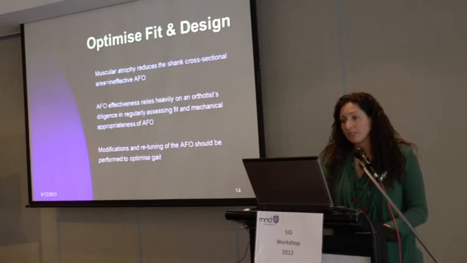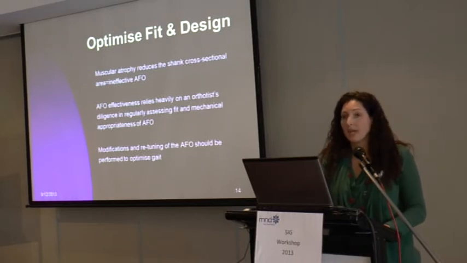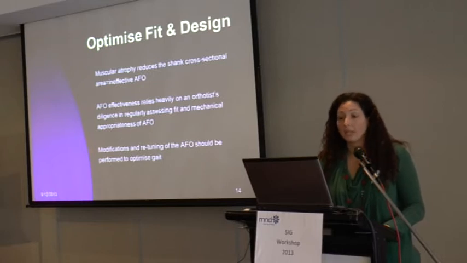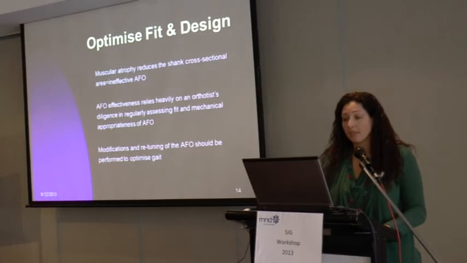Muscular atrophy reduces the shank cross-sectional area and makes the AFO ineffective. So as the muscle in the leg atrophies, the AFO doesn't fit as well, and so they really need to come back regularly to an orthotist to make sure that it's fitting well and that it's still appropriate for their weakness. Modifications and retuning of AFOs should be performed to optimise gait regularly.